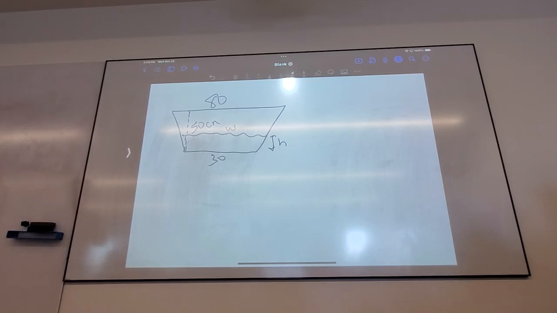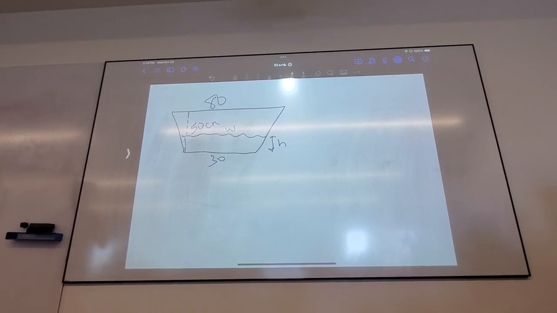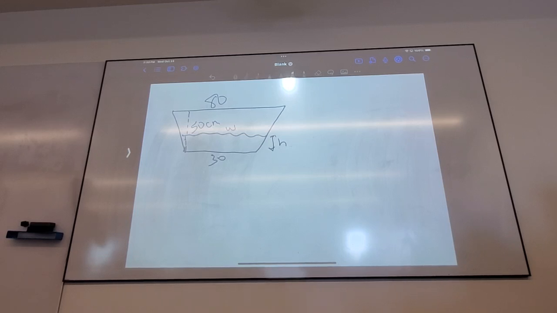The other thing about this problem was it's 10 meters long and then it's got centimeters everywhere else. So let's go ahead and change that. How do you change 80 centimeters to meters? Real quick. Is it like 1,000? Very quick. Move the decimal twice or something? Yes.